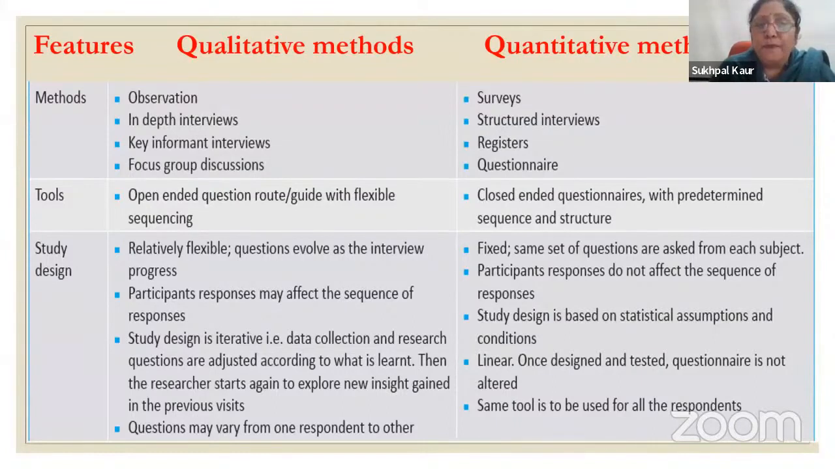And the tools are always an open-ended question route. We can have the questionnaire guide with flexible sequencing because it depends upon which type of answers we are getting. Then more leading questions can be asked once we want to collect the qualitative data. However, in quantitative, the questions are always closed-ended with predetermined sequence and structure. The majority of the time, we go accordingly with which type of questionnaire we have prepared, and accordingly we collect the data from the participants. The study design in case of qualitative is relatively flexible.